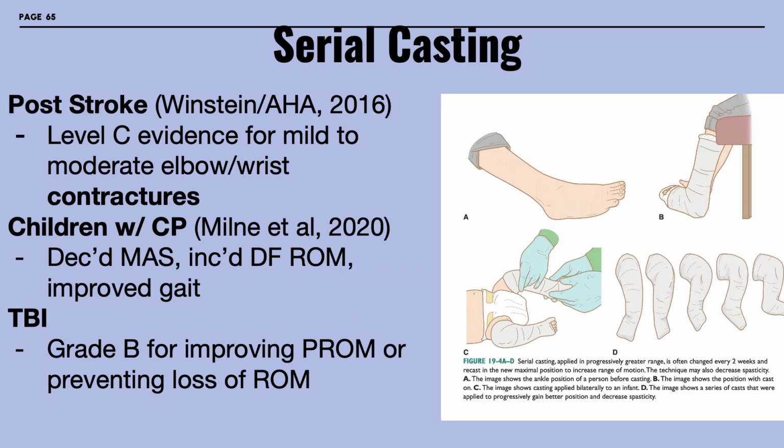There's very mixed evidence here, but it seems that with post-stroke, there's level C evidence for mild to moderate elbow and wrist contractures. Children with CP show some decreased modified Ashworth scale scores, so decreased spasticity scores, increased range of motion, and improved gait. And then for TBI, there's actually grade B evidence to improve passive range of motion and prevent the loss of range of motion. So not necessarily improving spasticity, but just improving that range of motion.